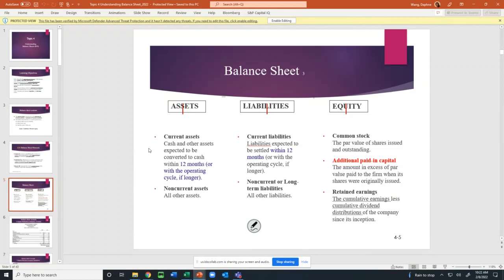There's another one, intangible assets. Intangible asset versus tangible asset. Tangible means you can touch, you can see. Intangible has no physical object for you to touch. So what's an intangible asset?